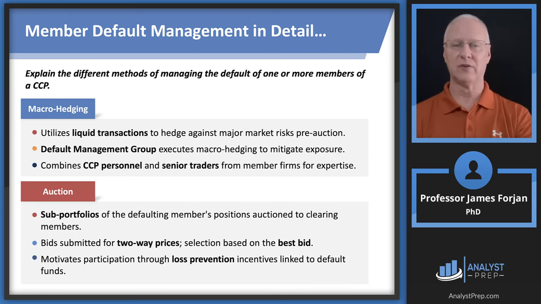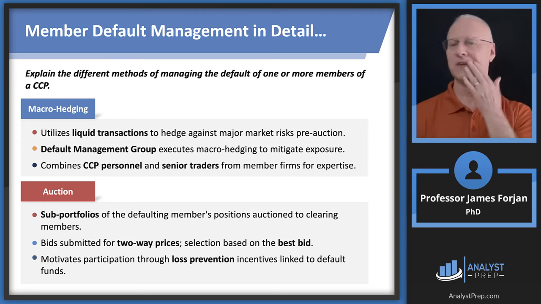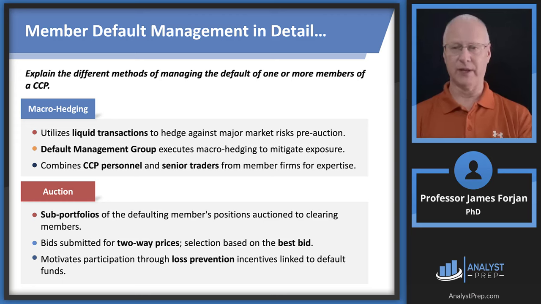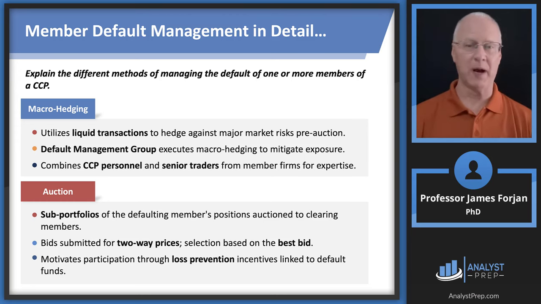Liquid transactions, default management group, that stuff is self-explanatory. Now the auction, what we can do is pretend like we're in a James Bond movie. You remember in that great movie, Roger Moore as James Bond, he bid on the Fabergé egg.